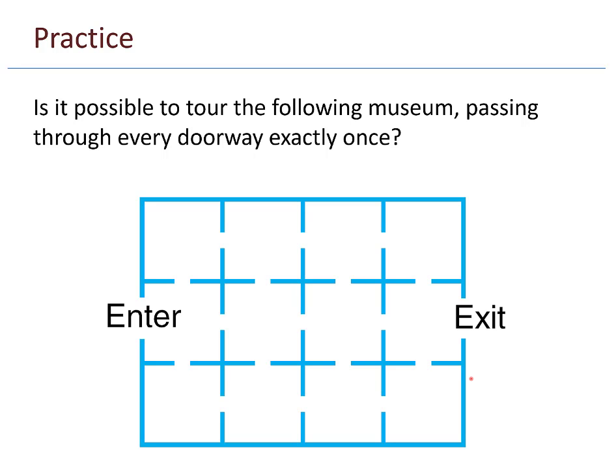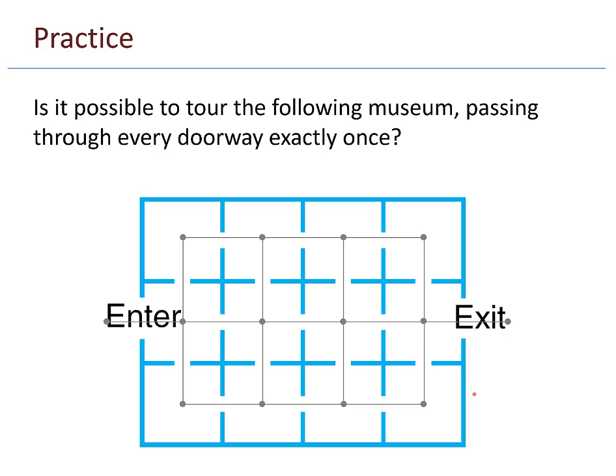There are some interesting problems where we don't have a graph, but we have sort of a real-life situation, and we need to make a graph. So how about this one? Is it possible to tour the following museum, passing through every doorway exactly once? A good thing to begin wondering is, what's the graph? Do you see it? All right, here it is. I'll show you.